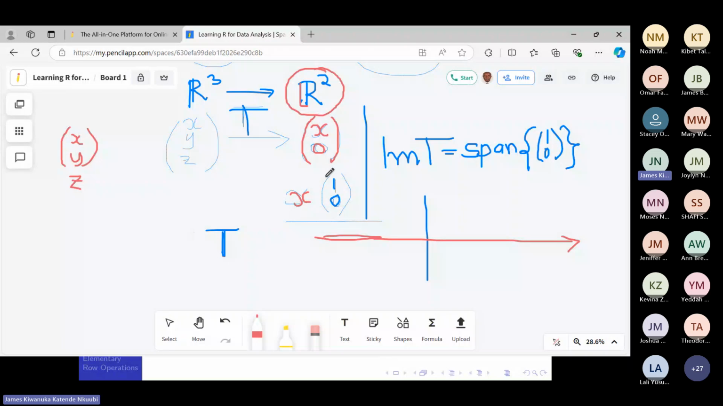Anyone else with a question on this? I have a question. Why are you saying it's only X and Y, and in this case it's only X? Because there's a Y coordinate which is 0.